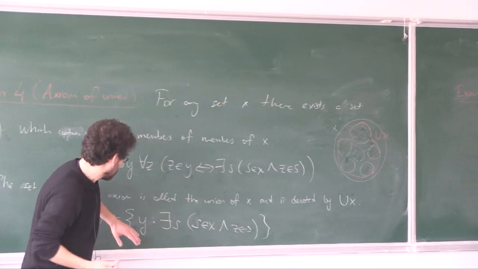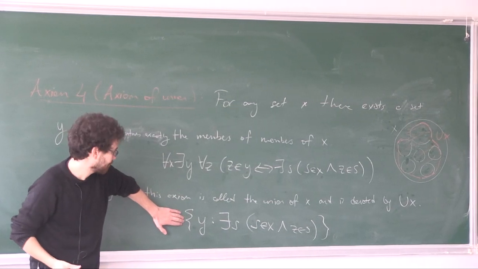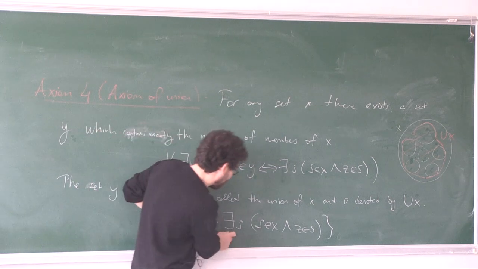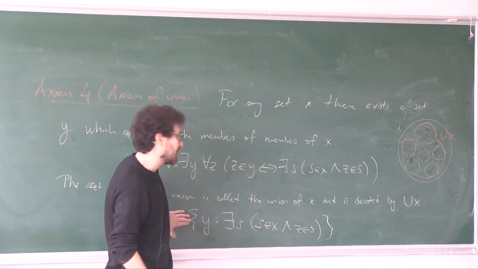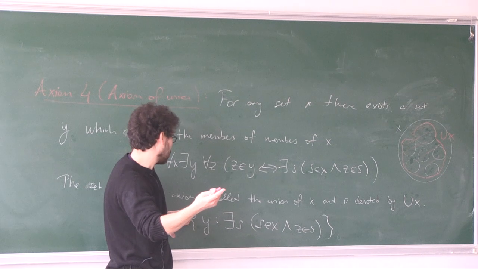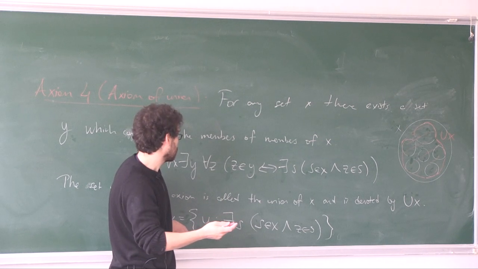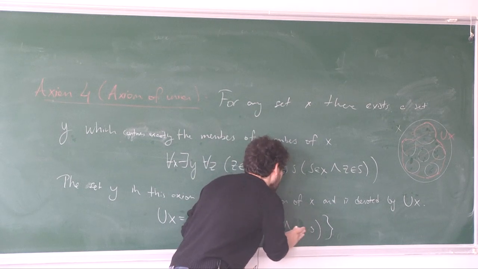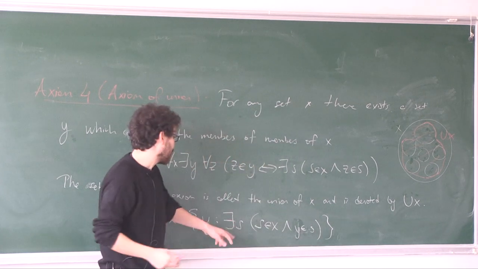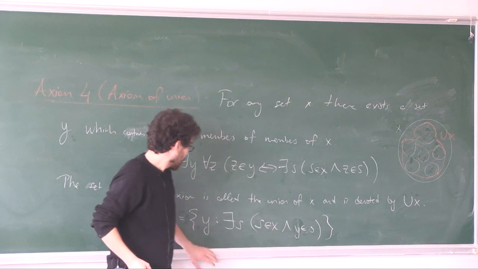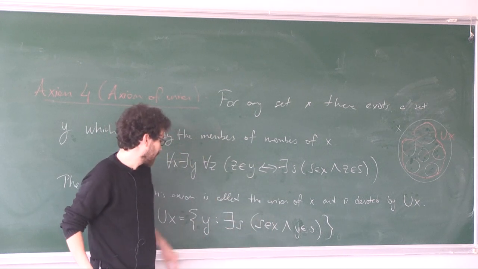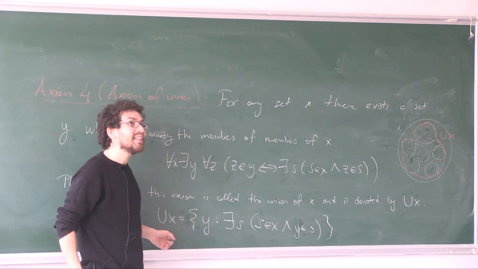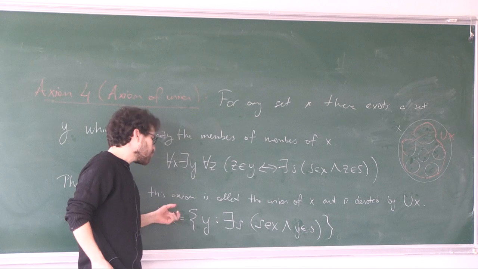Now, let's look at this class. This is a class. Why is this a class? Because this is a formula written in the language of set theory. There are no z's here. This is y. It has the parameter x inside, okay? This is a nice formula with parameter x. This is a class. The axiom of union tells me that this class is indeed a set.